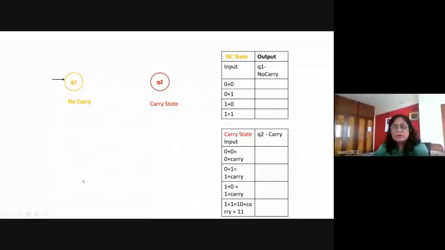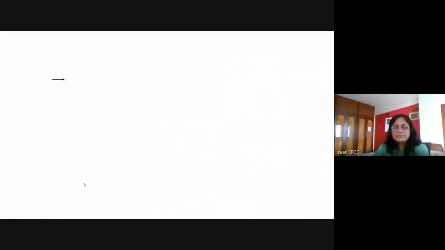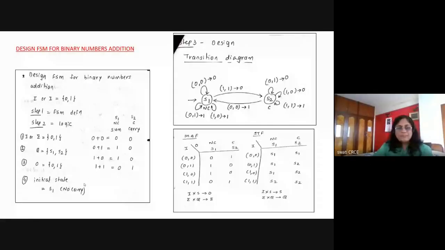Okay, so as per here, 0 plus 0 is equal to 0 and no carry is generated. 0 plus 1, the answer is 1 and no carry is generated. 1 plus 0 is 1 and no carry is generated. 1 plus 1 will be equal to 0 and a carry is generated. Does everyone know this?